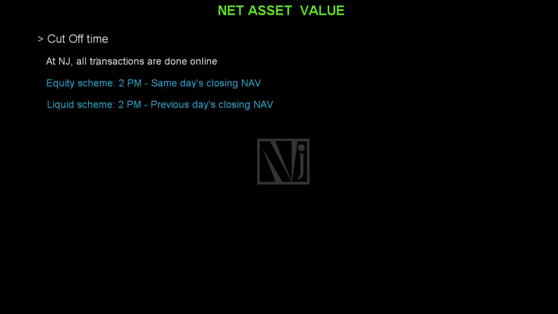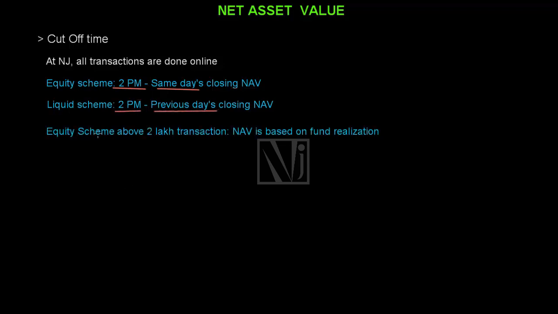Next, and a very important aspect about NAV, is the cutoff time. Cutoff time plays a very important role in determining the NAV that the investor will get. Since at NJ, all transactions are done online, if an investor applies before 2 p.m. in case of an equity scheme, he will get the same day's closing NAV. Similarly, in case of a liquid scheme, if the investor applies before 2 p.m., then he will get the previous day's closing NAV.